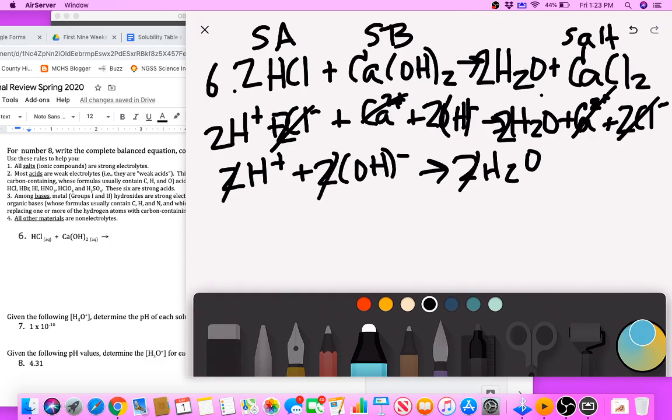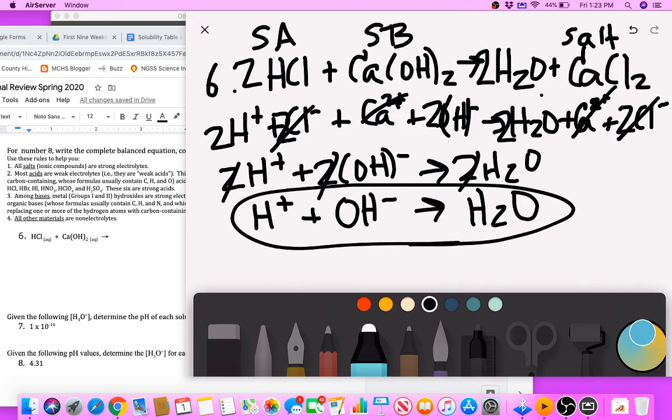They will reduce is what we're doing there. So what we have left after we reduce it is H plus OH minus yields H2O. Now, you guys, this will be the final net ionic equation if you have a strong acid and a strong base and your salt is soluble.